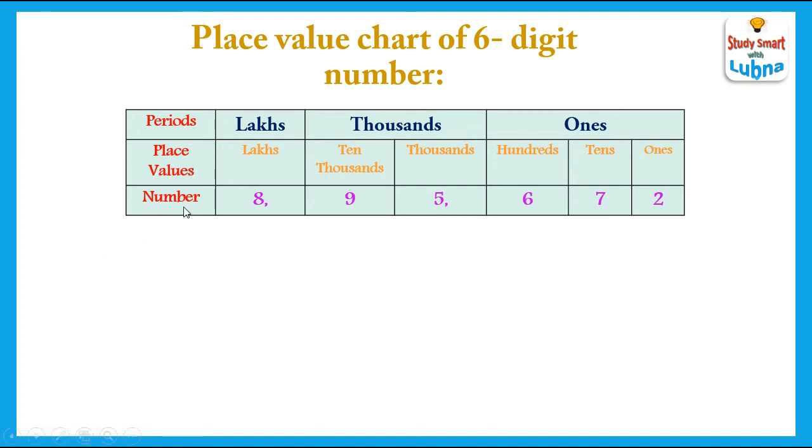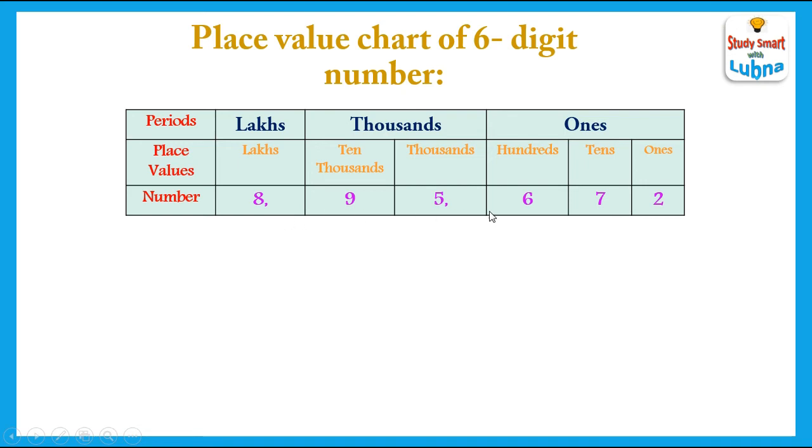Now you can see here the number is also written. The place value of this 2 is 2, the place value of this 7 is 70, the place value of 6 is 600, the place value of 5 is 5000, the place value of this 9 is 90,000, and the place value of this 8 is 8 lakhs.